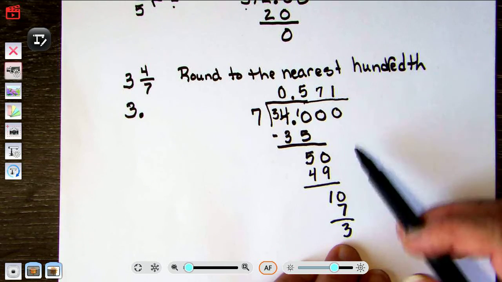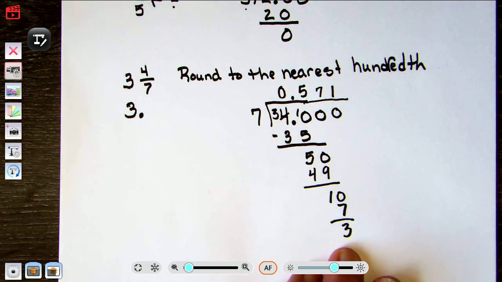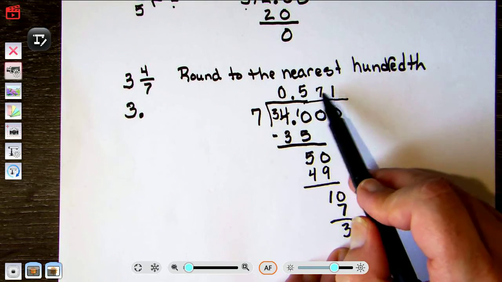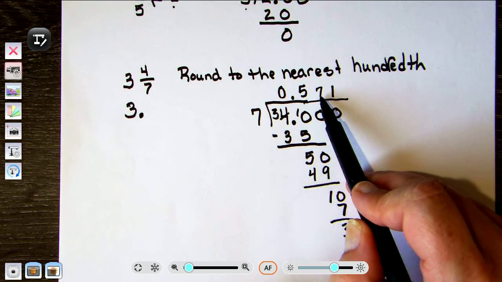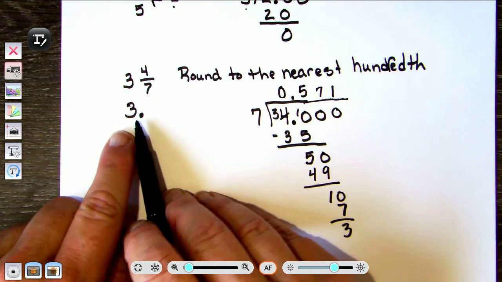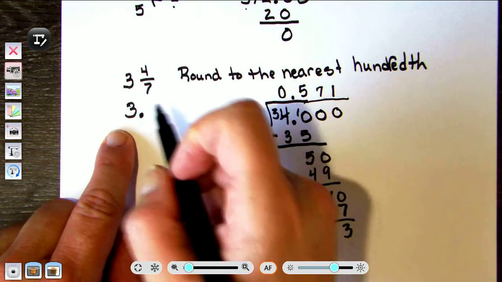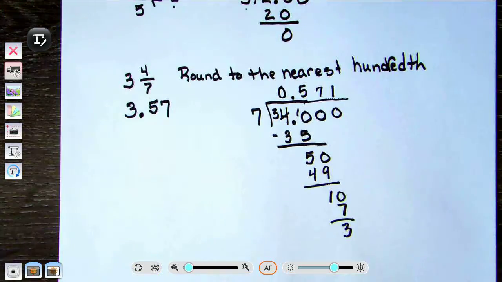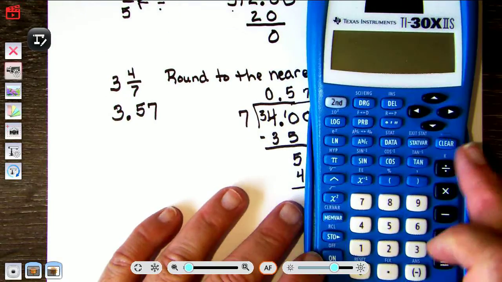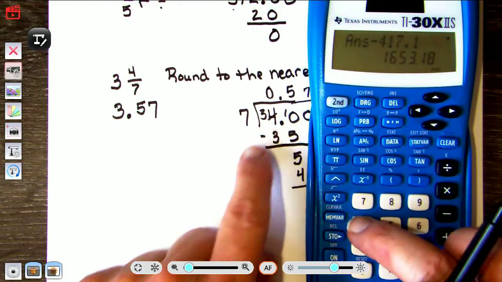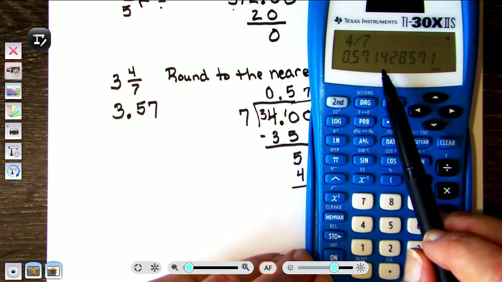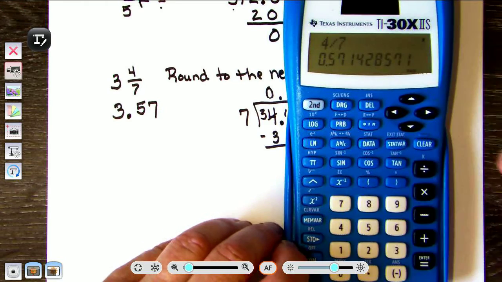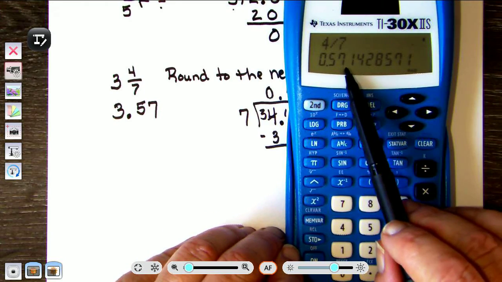Okay, now I don't have any more zeros, but I only needed to go to the hundredth. So the hundredth is my tenths, hundredths. This 1 tells me I'm going to just truncate it, and this stays a 7. So 3 and 4/7 rounded to the nearest hundredth is 3.57. If I were doing this on a calculator just to check my work, I'm going to take my 4 divided by the 7, and you'll see 5, 7, 1. And there's more decimals if I had kept going, but we only needed it to the nearest hundredth, so 5, 7.